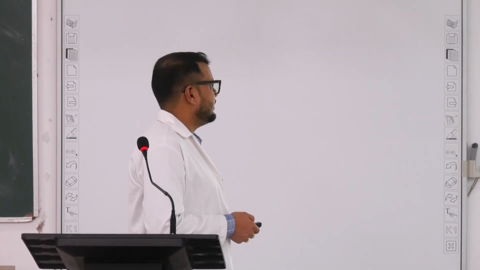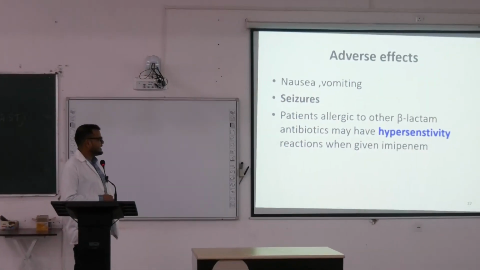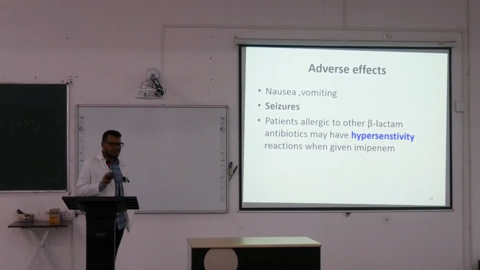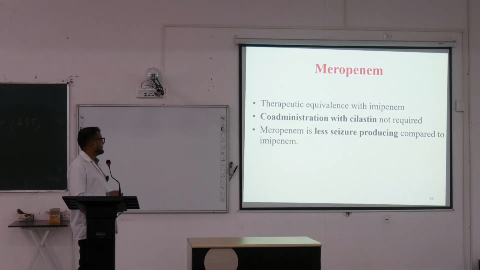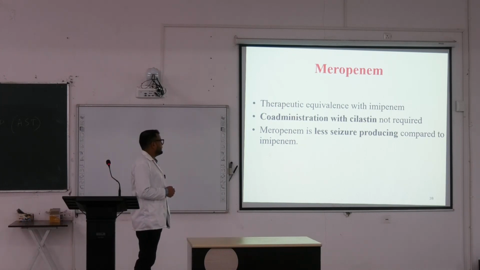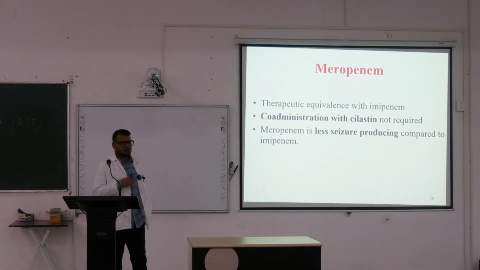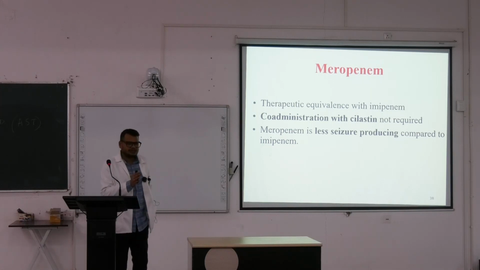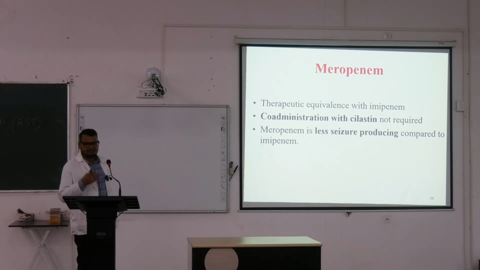It comes in the market as Cilacar. What are the adverse effects? Nausea, vomiting, seizure may occur and hypersensitivity reaction but low, less than cephalosporins. So imipenem. Next is meropenem. Again same as imipenem, therapeutic equivalence with imipenem. Co-administration with cilastatin is not required. So meropenem you do not need to add with cilastatin. Meropenem is less seizure producing compared to imipenem. So it is safer than imipenem.